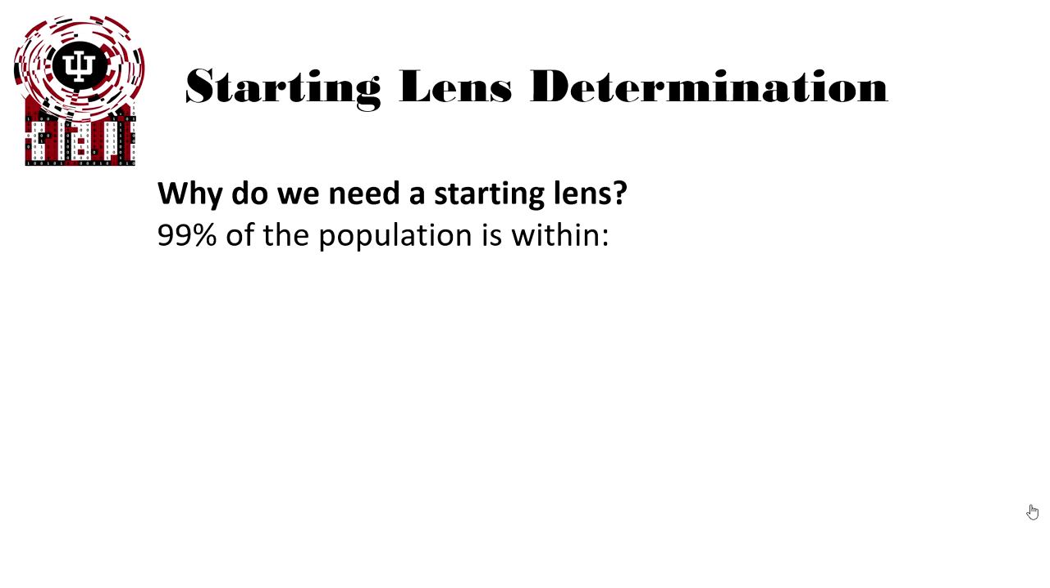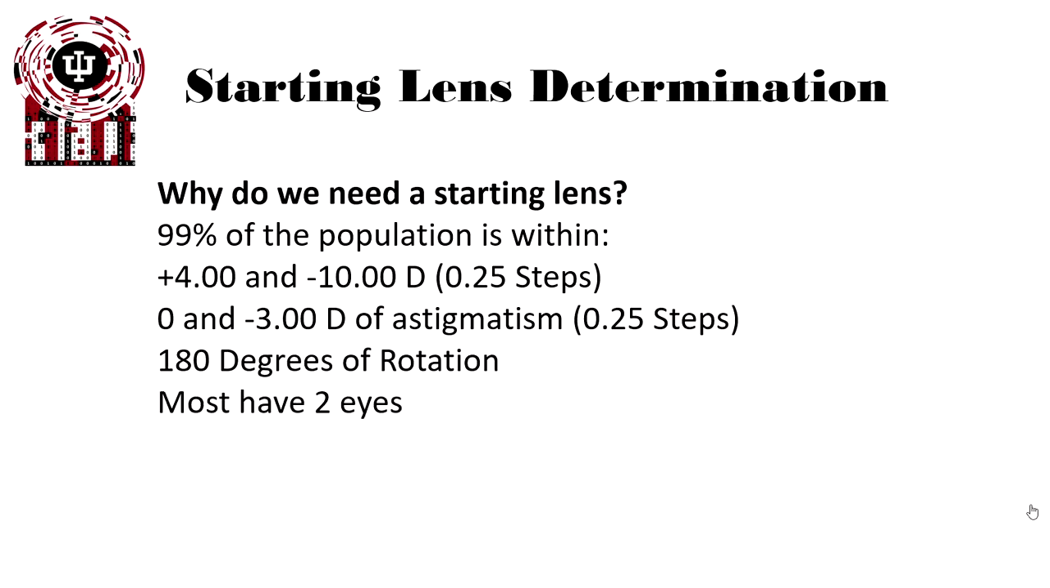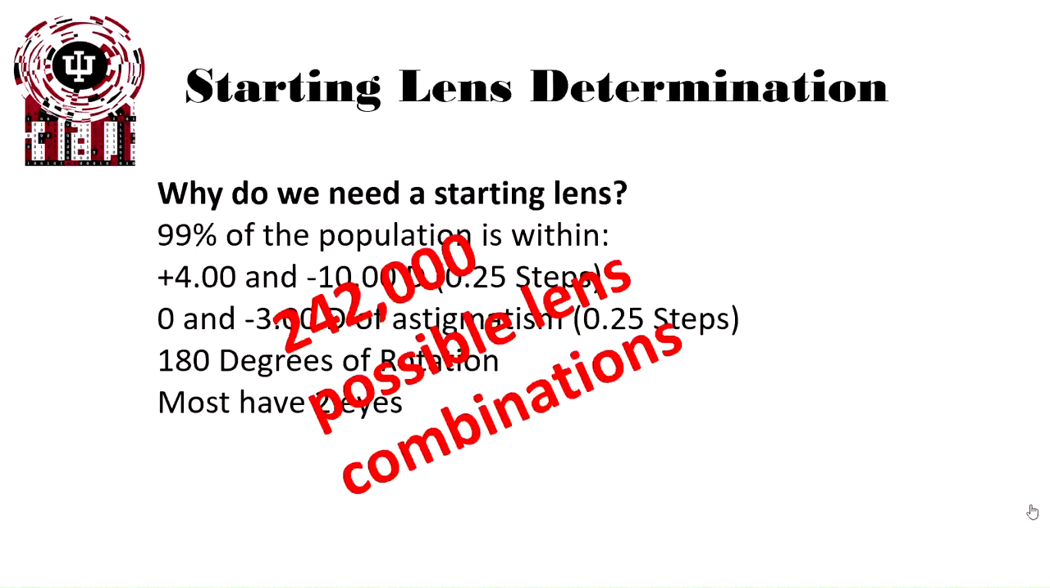Well, let's take some examples. 99% of the population is within plus 4 diopters to minus 10 diopters in quarter diopter steps, 0 to 3 diopters of astigmatism also in quarter diopter steps, 180 degrees of rotation, and almost everybody has 2 eyes. That means there's over 242,000 possible lens combinations for most of the population.